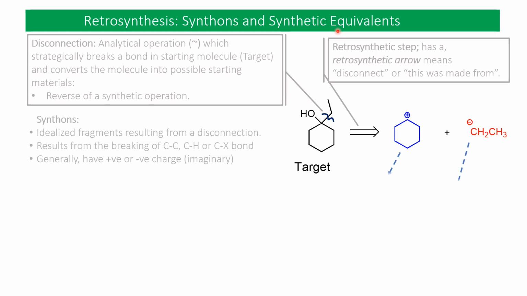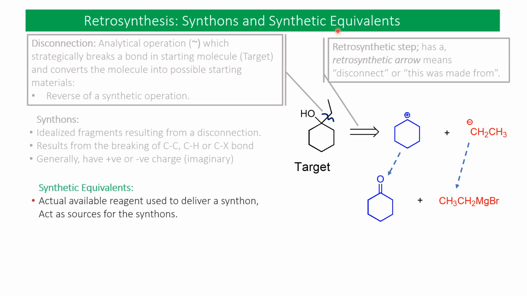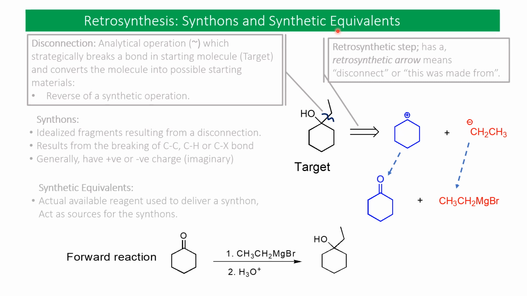Now, from the synthons we can generate actual synthetic equivalents. And so herein you can see we have a Grignard with a ketone. The synthetic equivalent delivers sources for the synthons. And so we can have a forward reaction like this. You recognize that this is a carbonyl with a Grignard followed by an acidic quench.